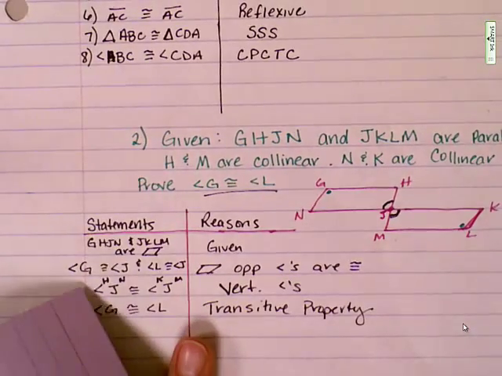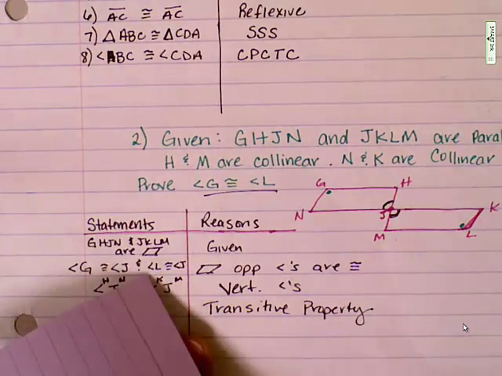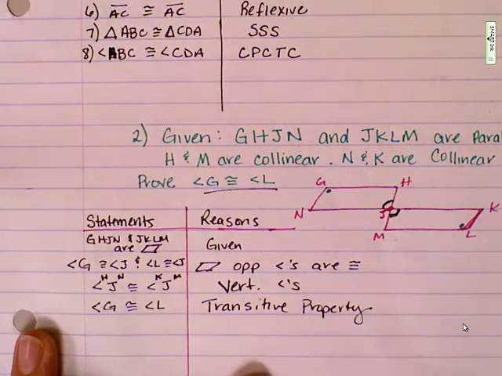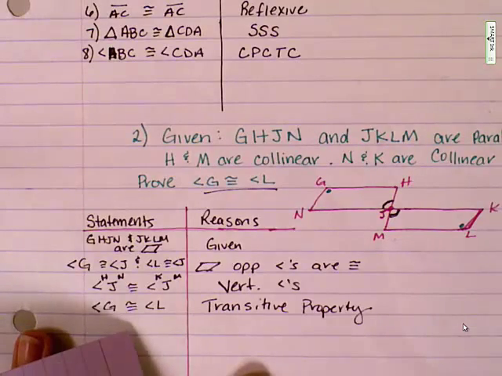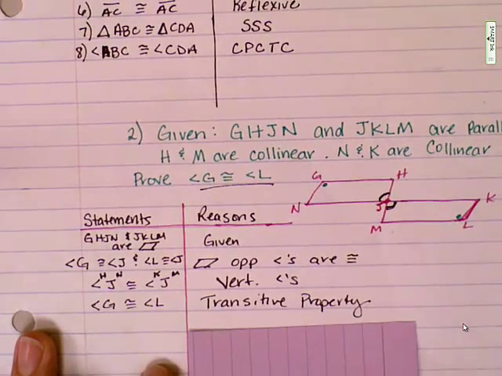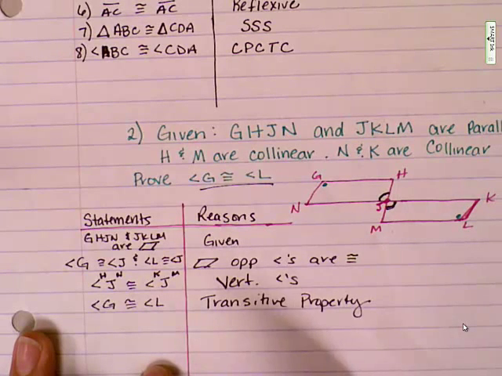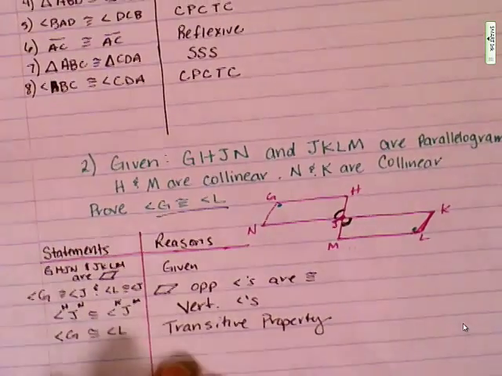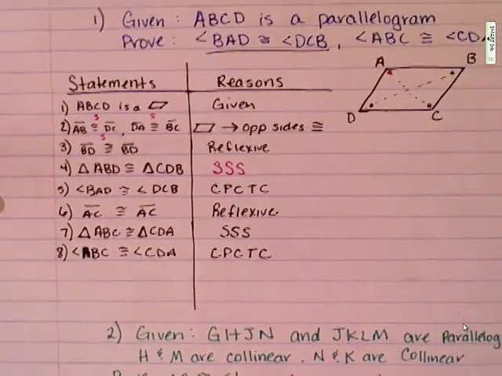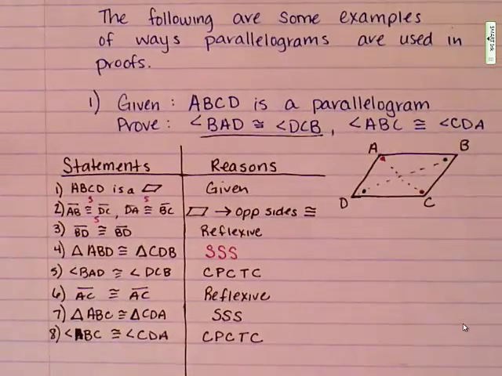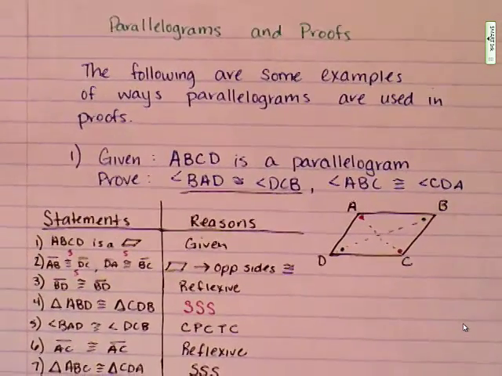So now that I've shown that G is congruent to J and that L is congruent to J, and each of the two J's are congruent to each other, G must be congruent to L by the transitive property of equality. So the transitive property is if A equals B and B equals C, A must equal C. So that's how the transitive property works. So we may be asked to use some parallelograms and prove some pretty well established theorems, that opposite angles of parallelograms are congruent, for example, in our proofs as we move forward.